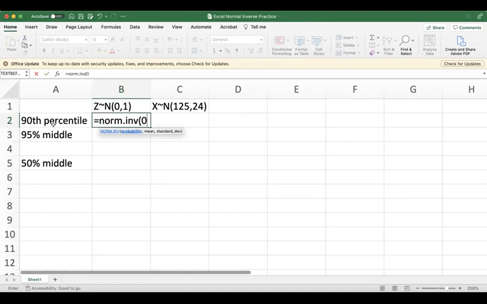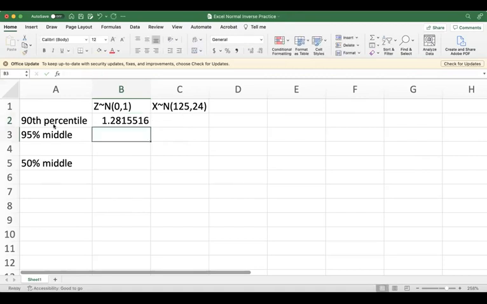The probability for the 90th percentile is 0.90, and the mean is 0 and the standard deviation is 1. And that completes the entire command in the formula to get the value in which we're interested. So 1.28, as I said in the PowerPoint slide, is the value.